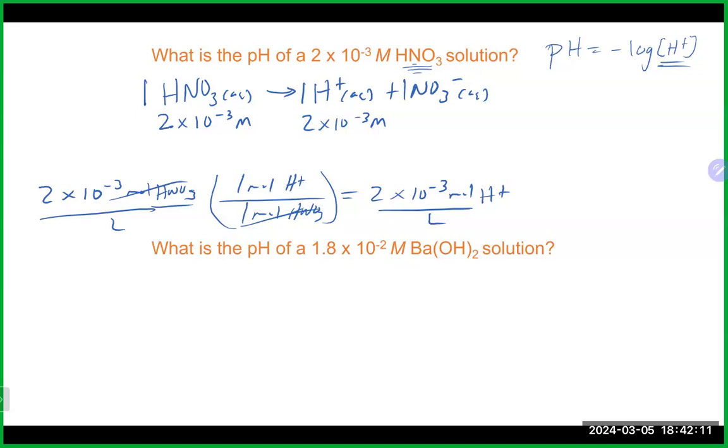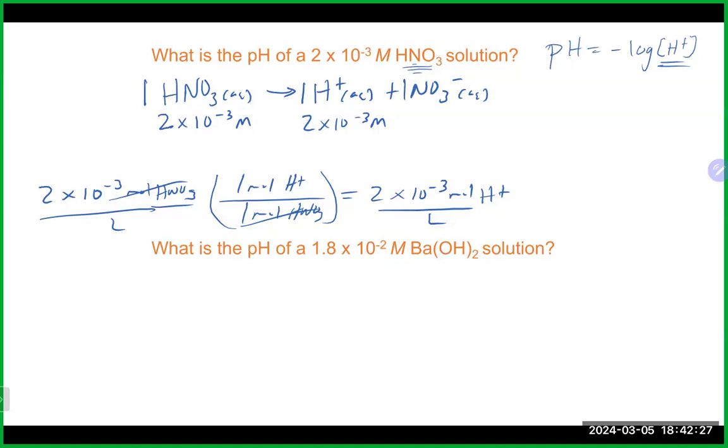The quick way is you multiply it by the coefficient you have in front of the H plus or the NO3 minus. This is the coefficient is 1. It's 1 times the concentration of the whole thing. That is how concentrations work. Yes. Any questions on that?